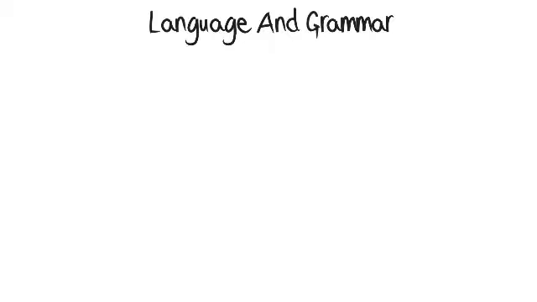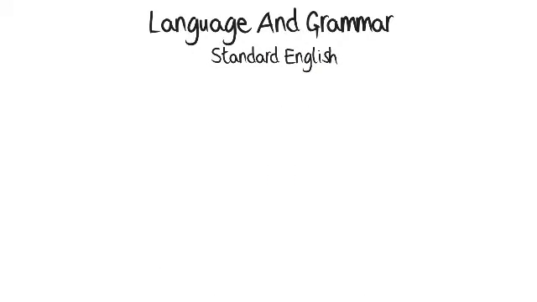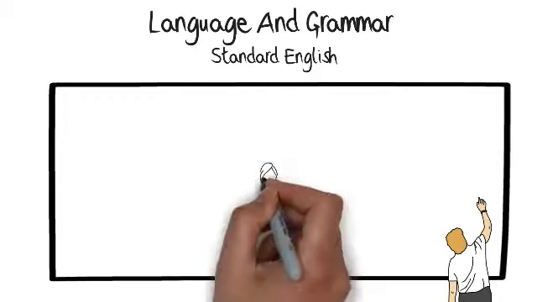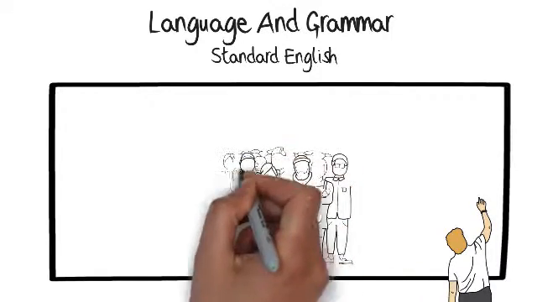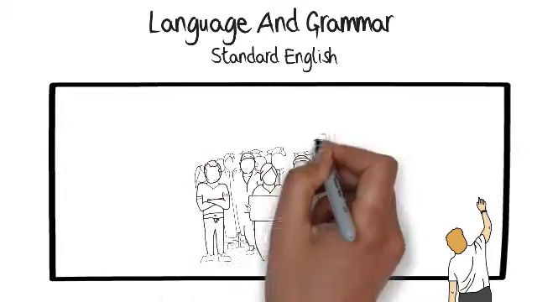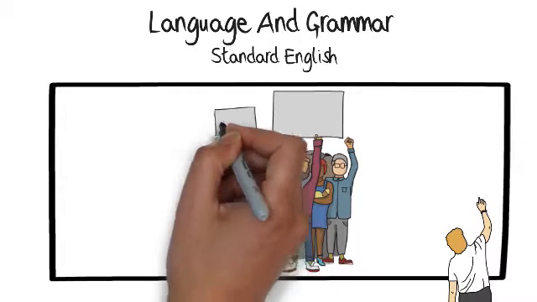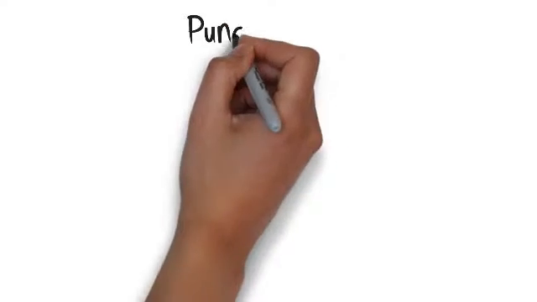Language and grammar. Standard English. When you're not writing in the voice of a character, use standard English. This is when you don't use slang in your writing, and your grammar and spelling should be correct. You should avoid using dialect words too. These are different local words used by people in different parts of Britain. People from Leeds say "nout", but people from London say "nothing", because they have a different dialect.